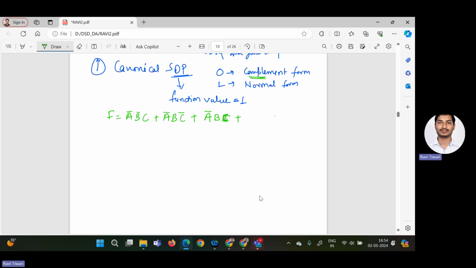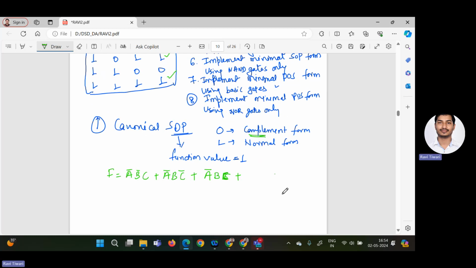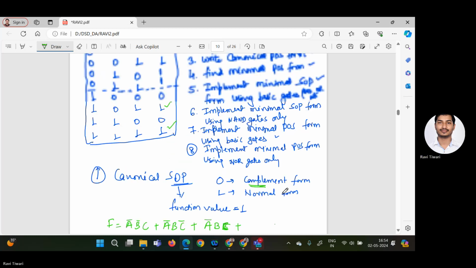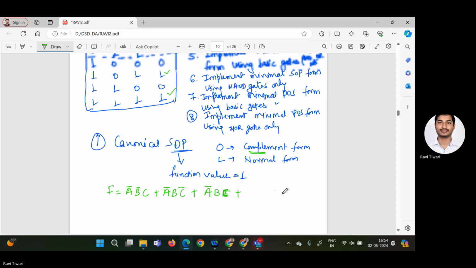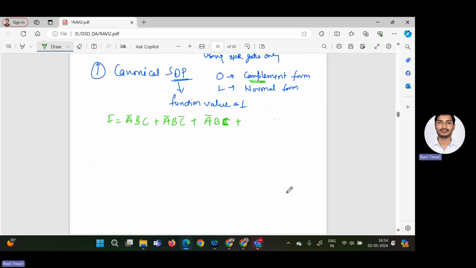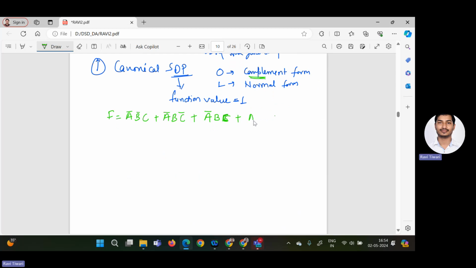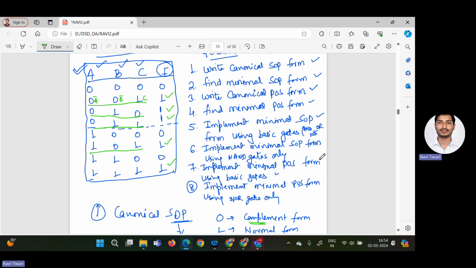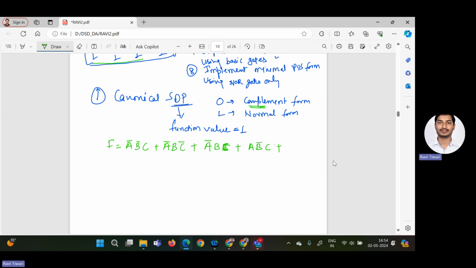Now we will write down the next ones. The function is 1 for 1, 0, 1, which is A, B bar, C. The last one is for 1, 1, 1, which we can represent as A, B, C. So this is the canonical SOP form.